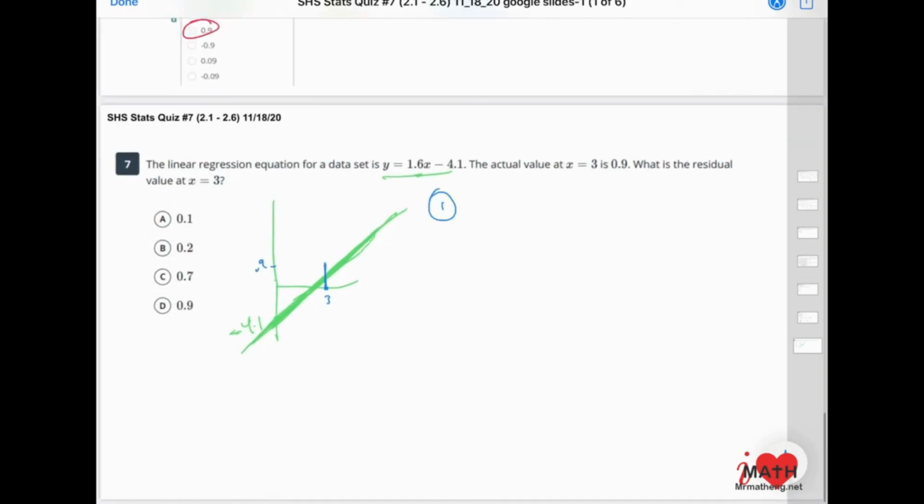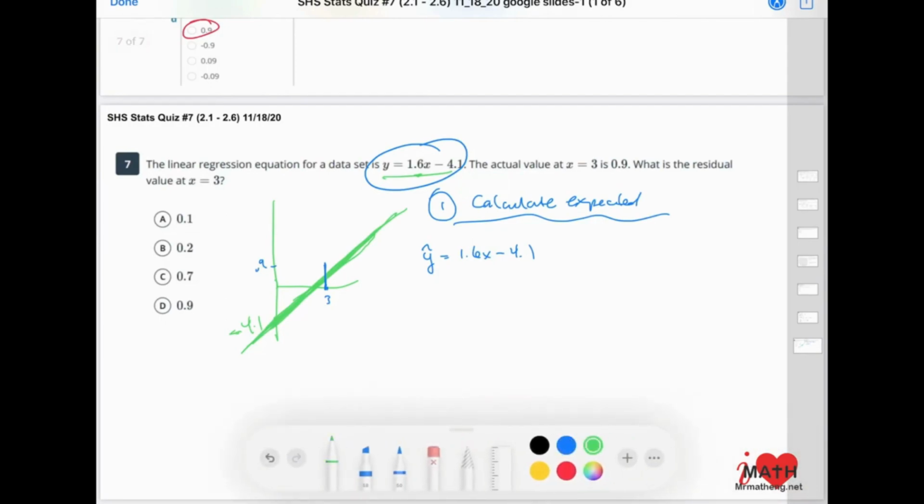That's kind of like the idea they're talking about here, okay? So a couple of steps that we talked about previously were for you first to calculate the expected. Calculate the expected. So that would be using this equation, and I'm going to put a hat there because it's the predictor. From this prediction, we are actually getting the expected, okay? Okay, so then we're going to put in our x value of 3 here.